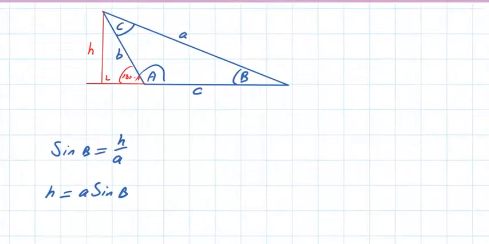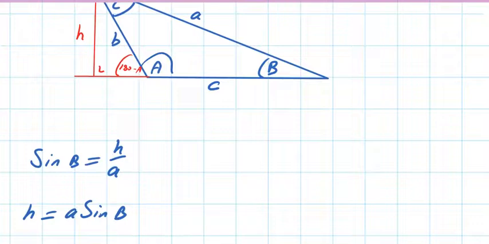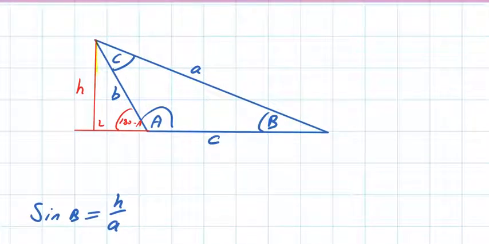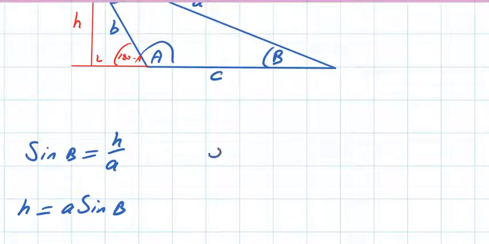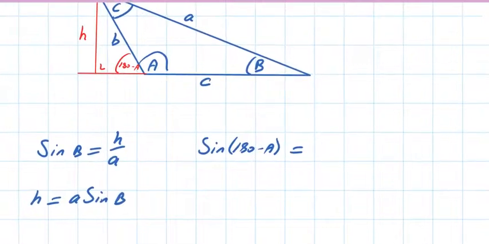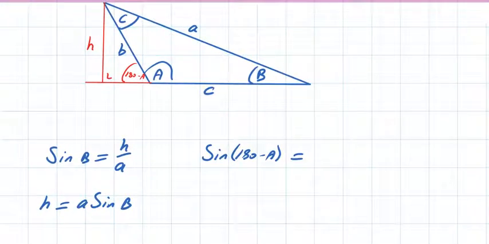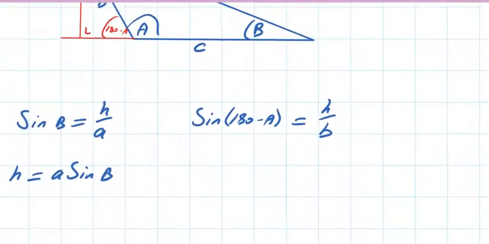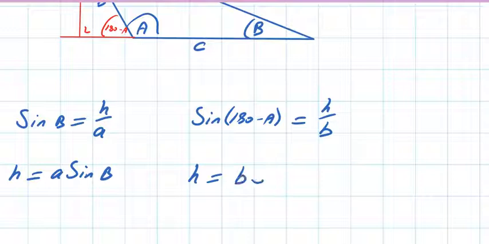Now do the same for the 180 minus A in the small triangle. So now we're working with this small triangle in here, just this one. So just work with this only and get the sine of 180 minus A. The sine of 180 minus A is opposite over hypotenuse again, which is opposite, if you look at it here, is H over B. And rearrange the formula and you get H is equal to B sine 180 minus A.